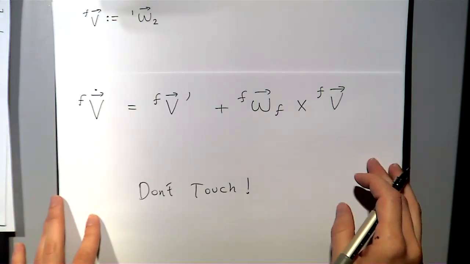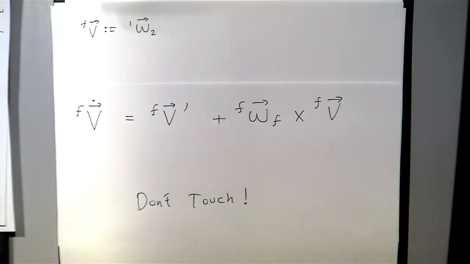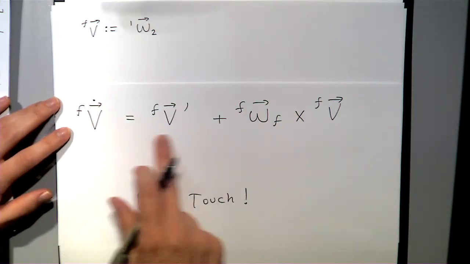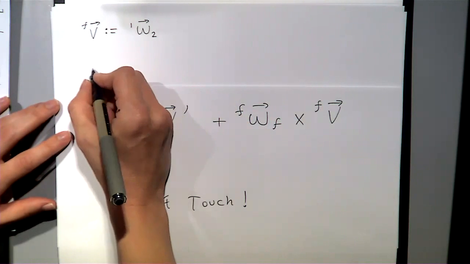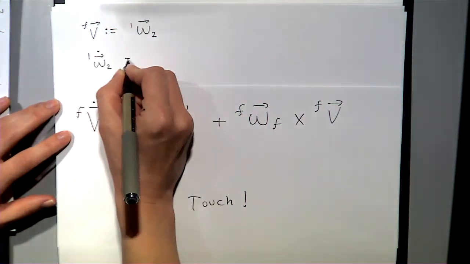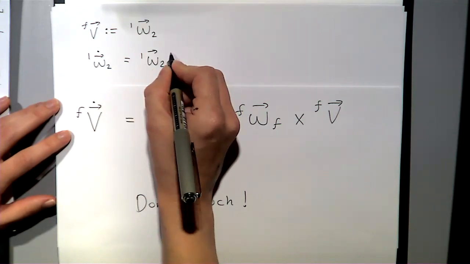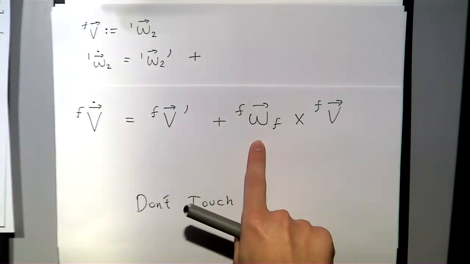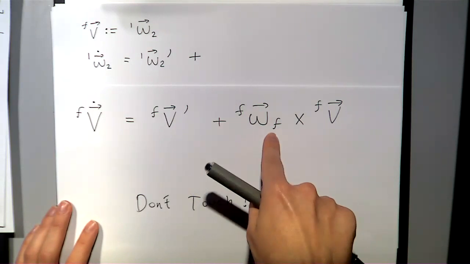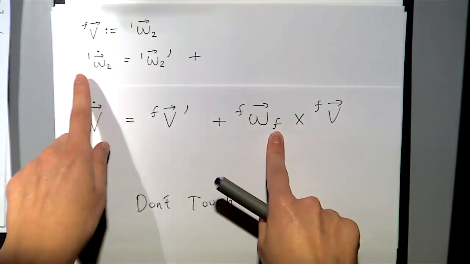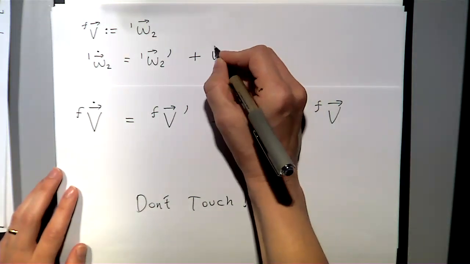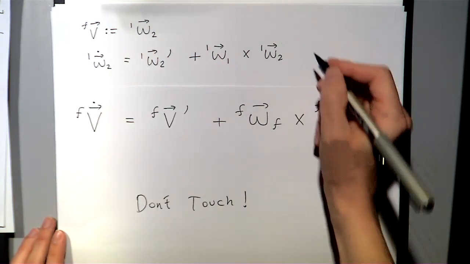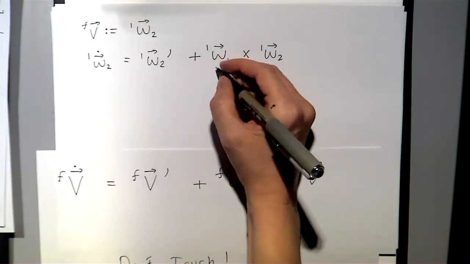All good? And then let's apply the formula. So omega 2 dot in frame 1 would be omega 2 prime plus, what should I write here? Omega 1. Why 1? Because I'm using the golden formula in frame 1. So omega 1 in frame 1 cross with the vector itself. Okay? What is this one?